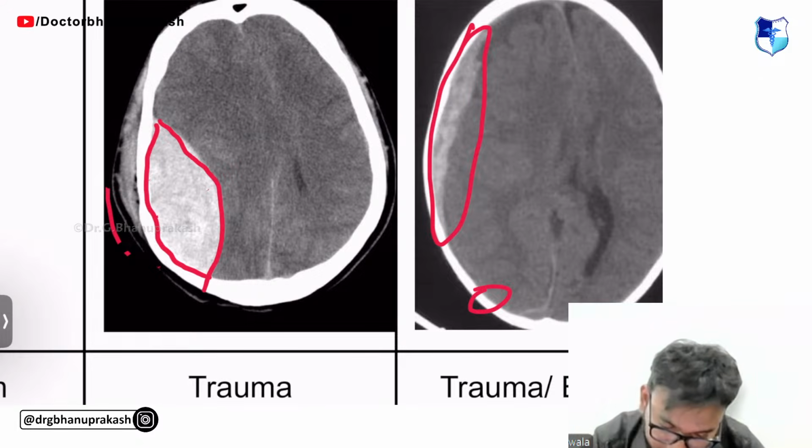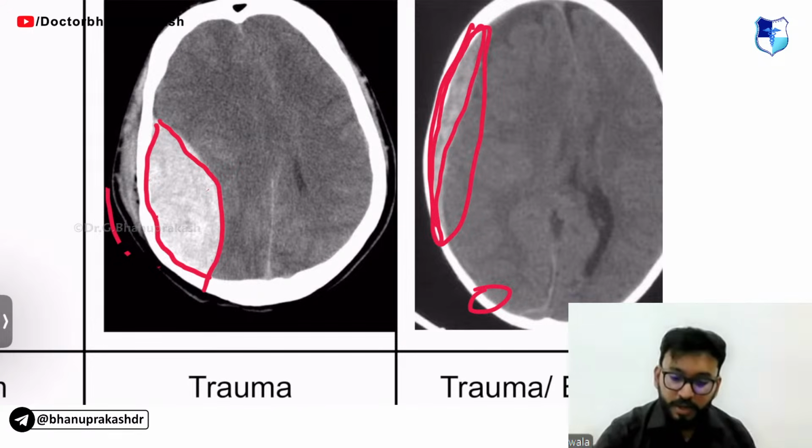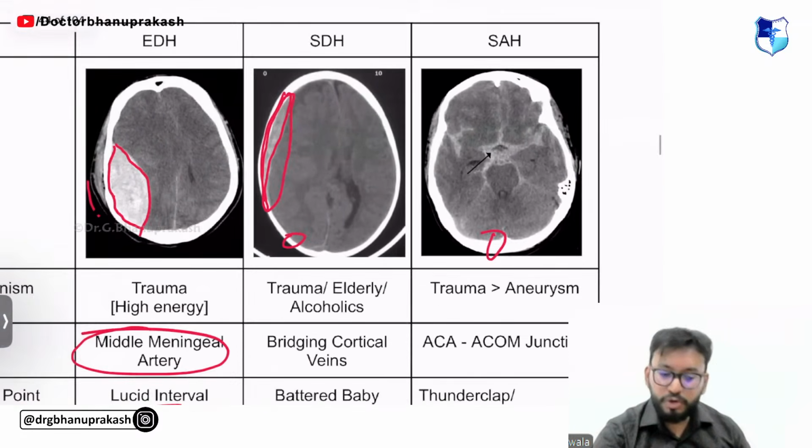Okay, look at this. This is a crescent shape. This and this, crescent shape. This is our subdural hematoma. Now remember, guys, how does the question come? I told you, extradural hematoma.